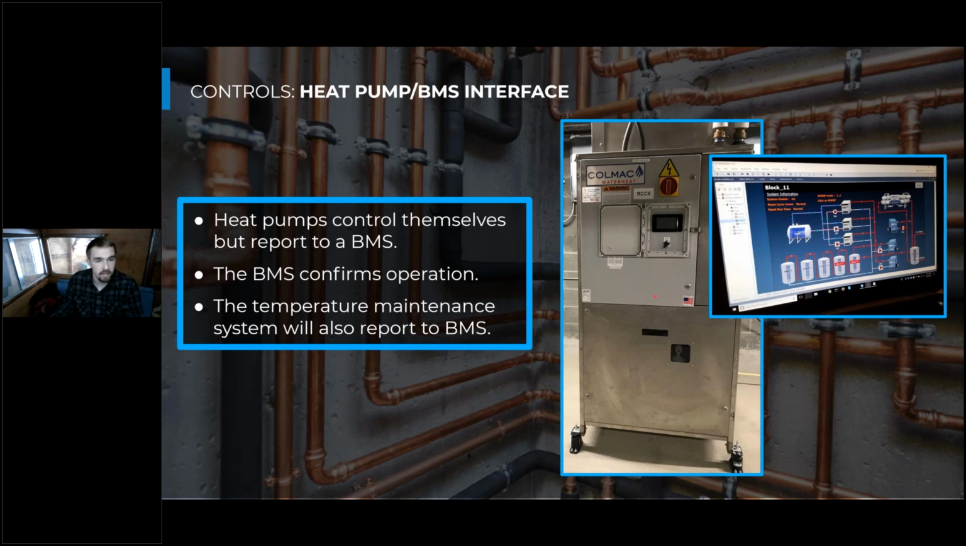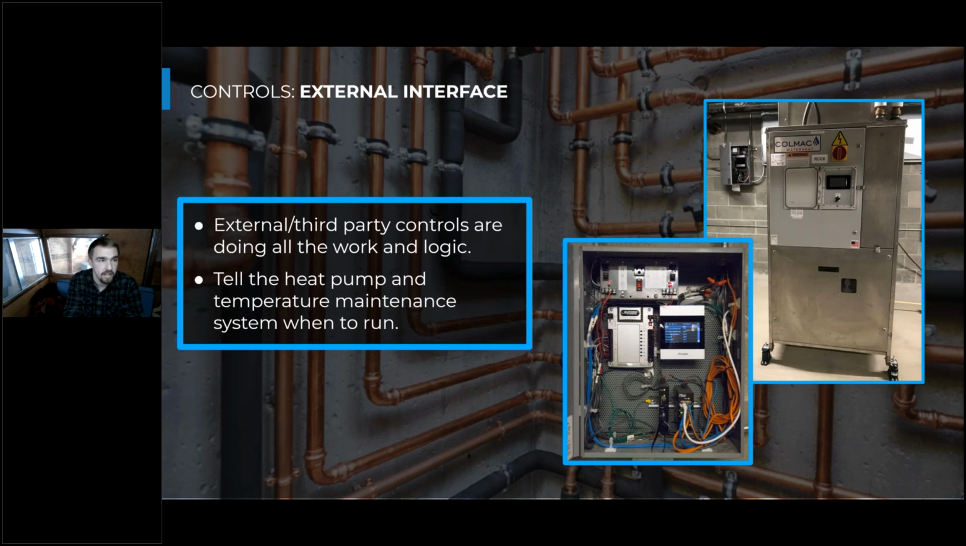And then the third controls option here is an external interface. So that is when this heat pump is blindly going to turn on and off when it's told to turn on and off. It doesn't have any idea what's going on inside the tanks or anything else. It's just receiving a simple on signal from this external controller that is then much more intelligent.